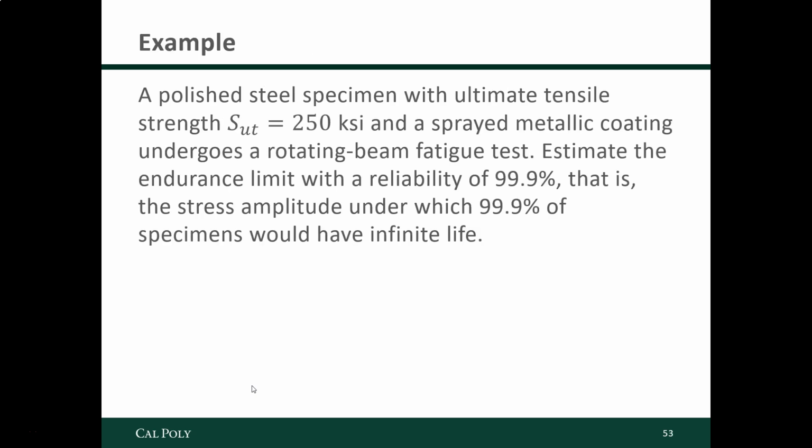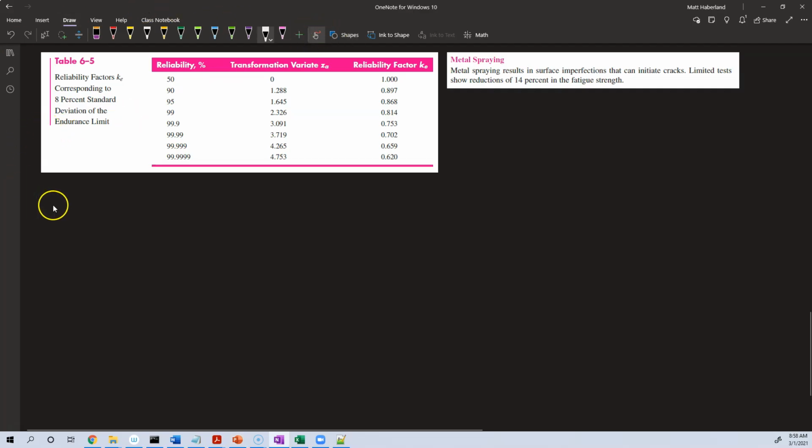Let's do an example. We have a polished steel specimen that has an ultimate tensile strength of 250 KSI. And other than a few things, it is just a normal rotating beam specimen. It's going to undergo a rotating beam fatigue test, but it has a sprayed metallic coating. And we also want to estimate the endurance limit with a reliability of 99.9%. Okay, so the two things that we know are that we have a metallic coating, sprayed metallic coating, and we want the reliability to be 99.9%.